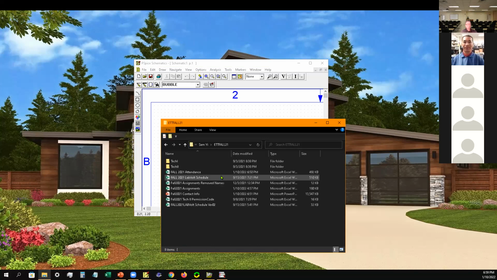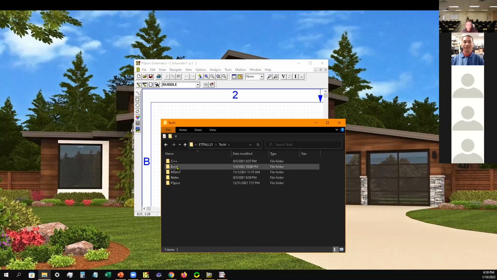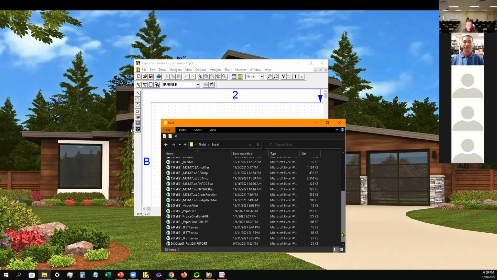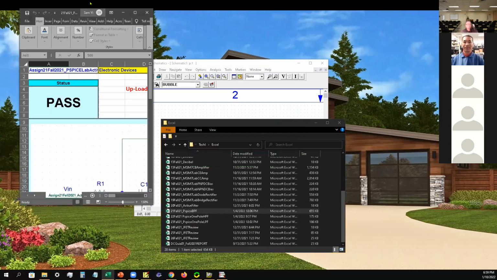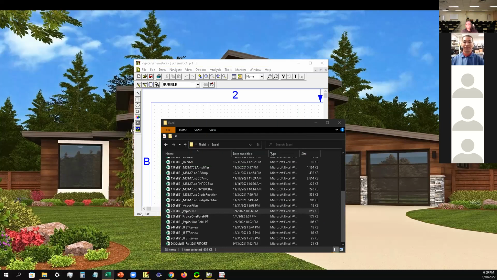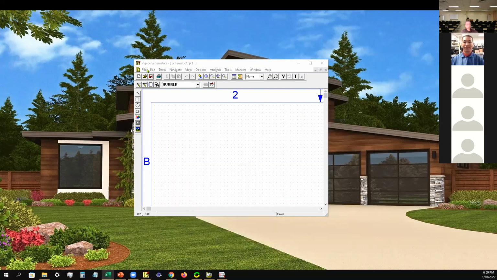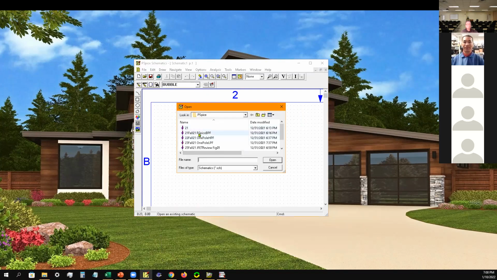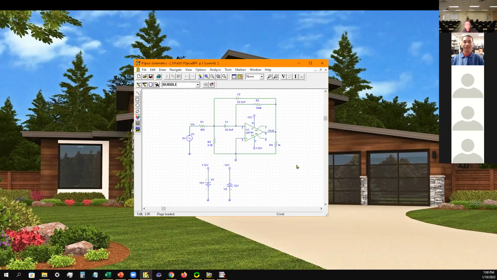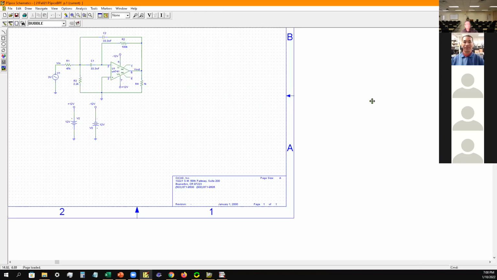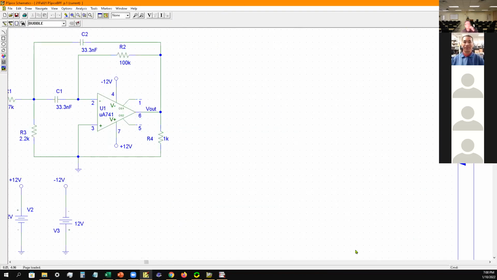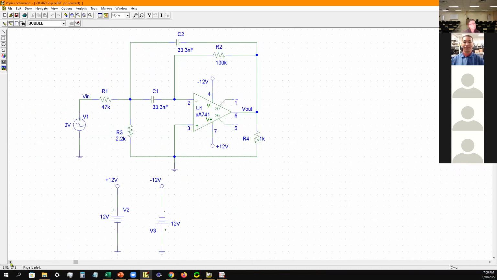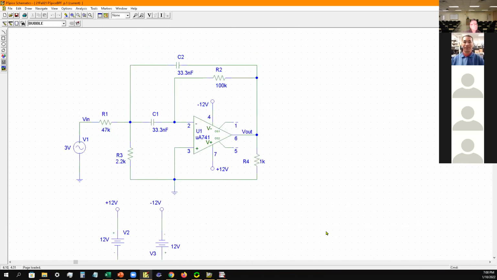Let me see the assignment. Which assignment do you want me to look over? 21 would be helpful. Okay, I'm going to 21, maximize it. I'm going to File, Open, assignment 21, band pass filter. Let me enlarge it. This is the one, right? That's it, correct.